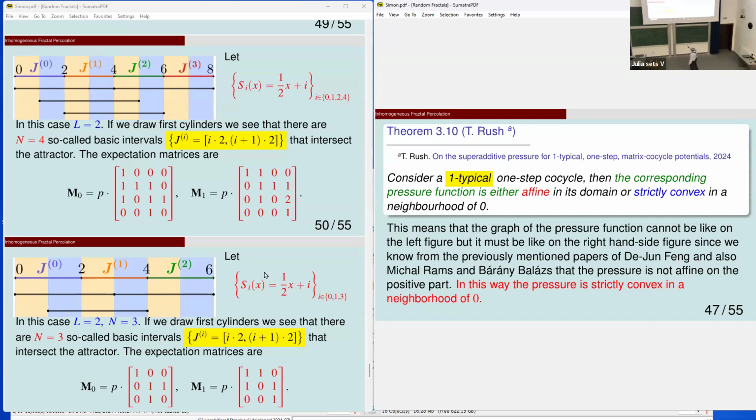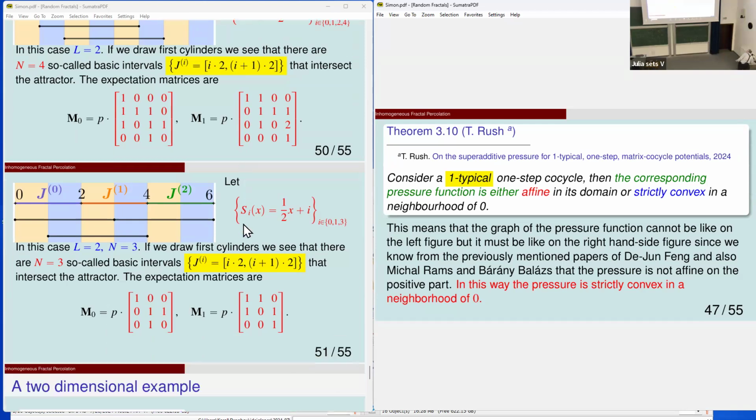If you take this, then the appropriate matrices are these ones. And for this, they are one typical. And that's why in this situation, we have an interesting interval. Or you take 0, 1, 3. The translations are 0, 1, 3. One cylinder interval, the second cylinder, the last. Then the matrices are like this, and they also satisfy this condition. The matrices are invertible and the systems are one typical. So in both systems, we have interesting parameter intervals.